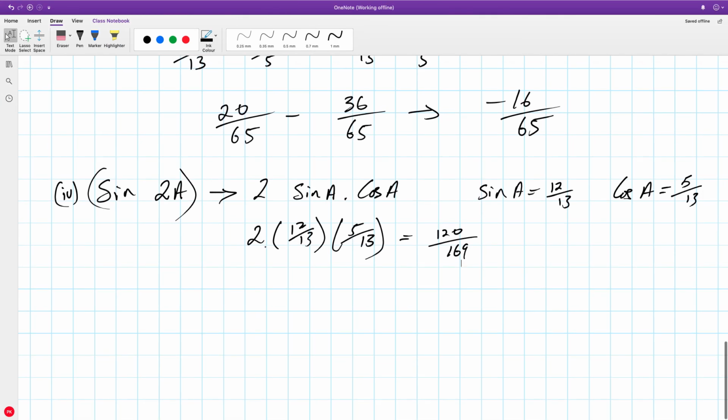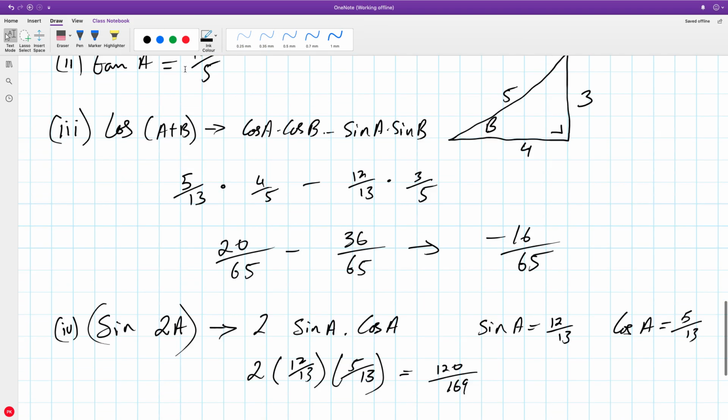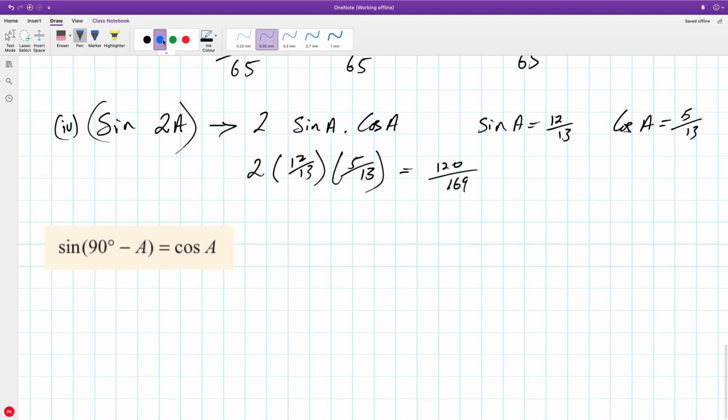They want us to show the sine of 90 degrees minus A is going to be equal to the cos of A, example number 5. So they want us to show the sine of 90 minus A is equal to the cos of A.